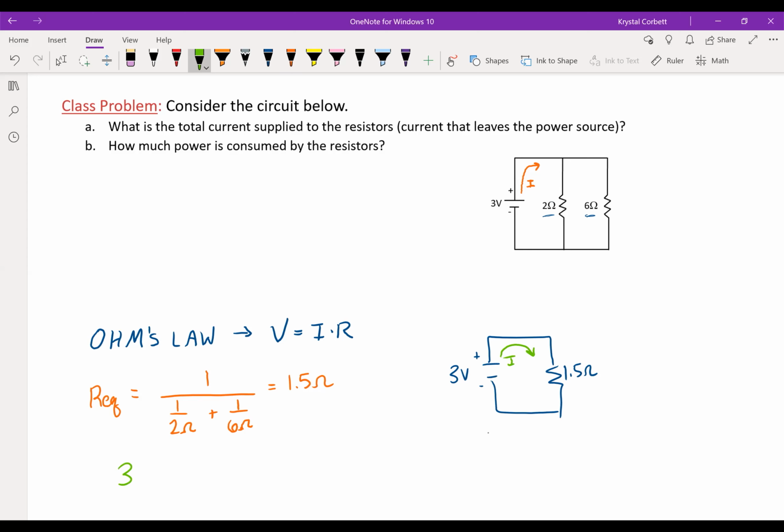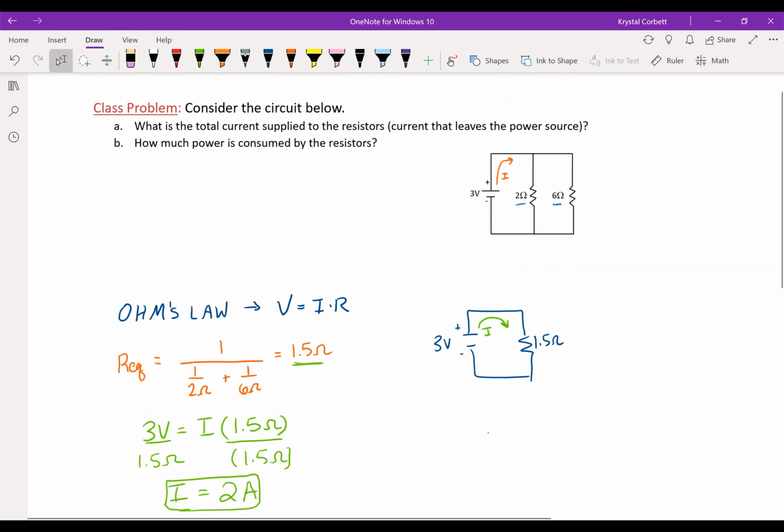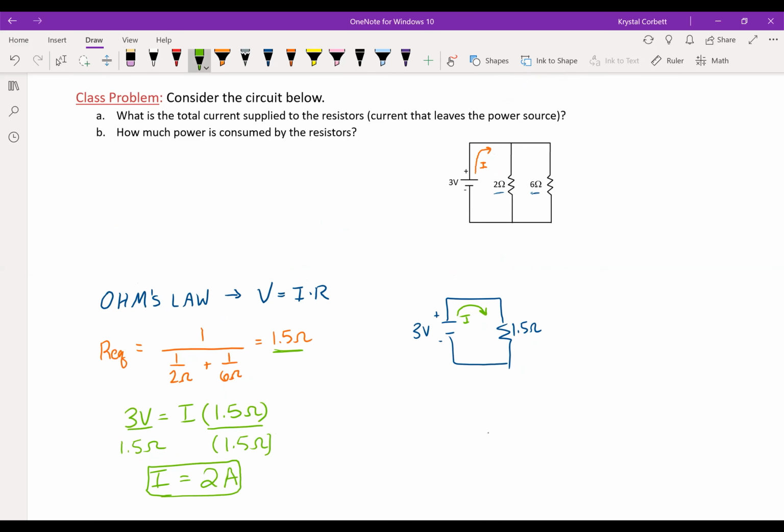So I know that there's 3 volts. I'm trying to find my current, and I know my equivalent resistance is 1.5 ohms. So I can divide by 1.5 ohms, and I can get my current value. 3 volts divided by 1.5 ohms gives me 2, and the units of current are amps. So although I wasn't asked to find the equivalent resistance, I needed to find it in order to apply Ohm's law to calculate the total amount of current supplied by the power source. Now that's part A.